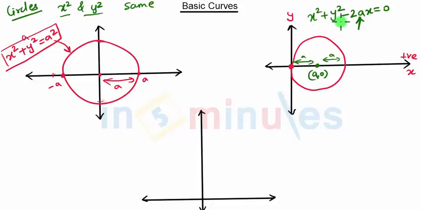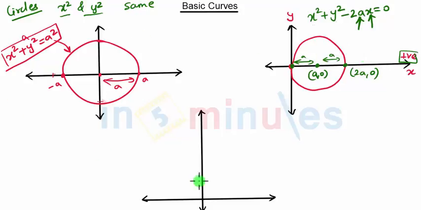In this equation, we have x, so this circle is on the positive x-axis. When we put x equal to 0, y equal to 0, we get this point, that is, this circle passes through the origin. To find this point, we put y equal to 0, and we will get this point as 2a comma 0. So this is our equation of a circle on the positive x-axis.